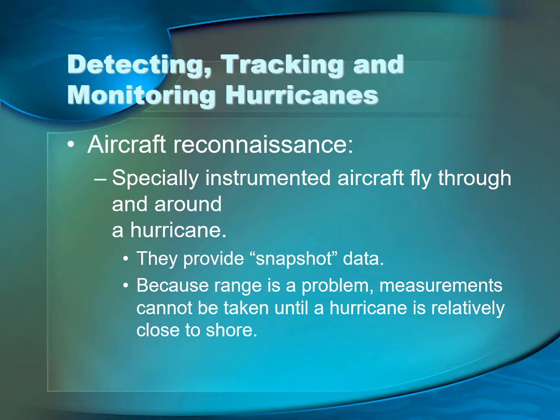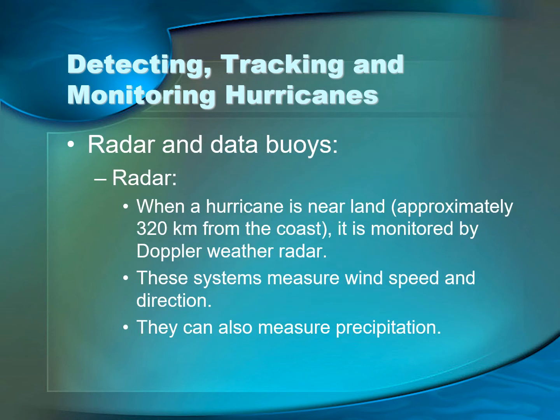Aircraft reconnaissance. Okay, so these are hurricane hunters flying through and around a hurricane. They will fly through the eye wall and into the eye. Because range is a problem, however, measurements cannot be taken until a hurricane is relatively close to shore. So that's kind of scary right there, that the hurricane hunters kind of have to wait till that storm is close to who it's going to hit before they can get some accurate data. And at that point, you may not have had everybody that needed to evacuate already in the process of doing so.